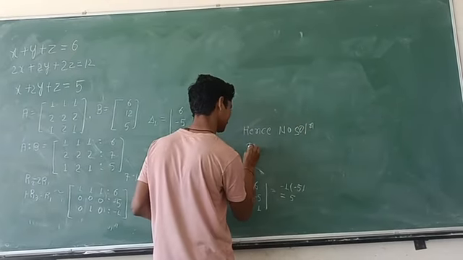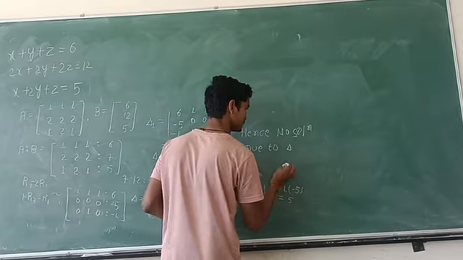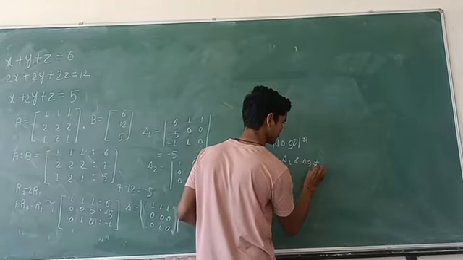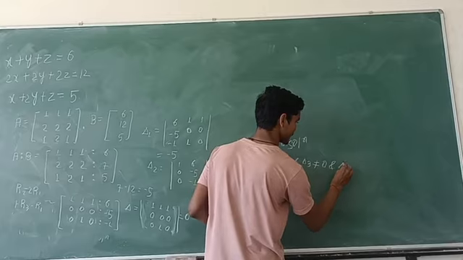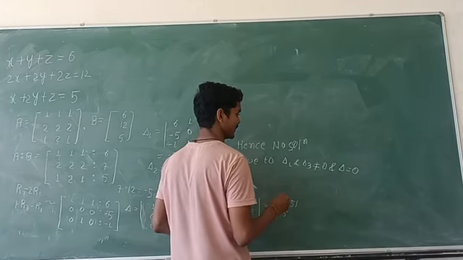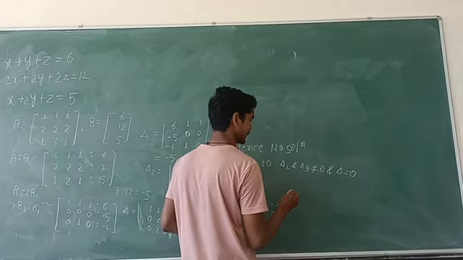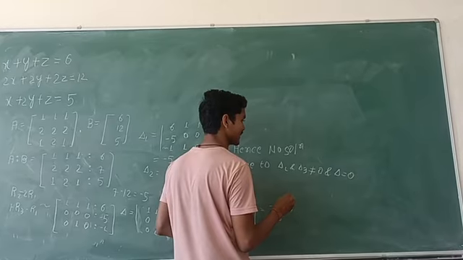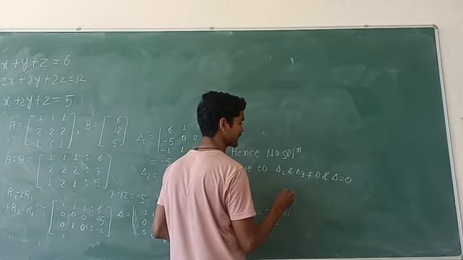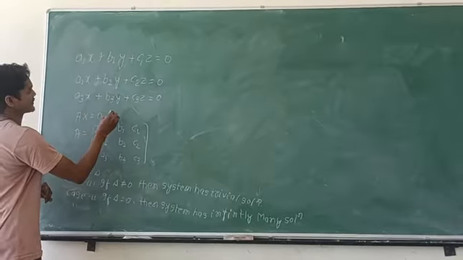Delta 1 and delta 3 are non-zero and delta is equal to 0. In our theory, I said that if at least one delta i is non-zero and delta is equal to 0, then we get no solutions. Let's move to the homogeneous system of linear equations.